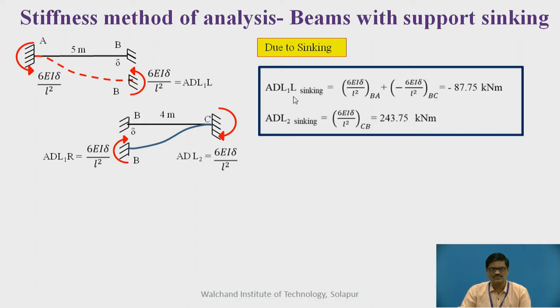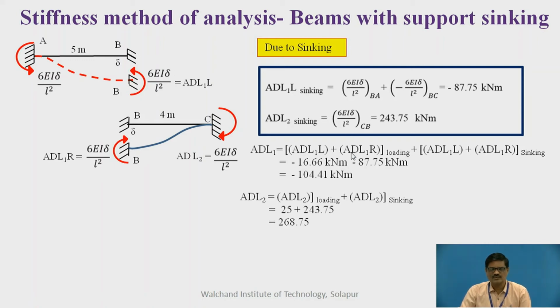So, due to sinking, ADL1 will be again corresponding to BA and corresponding to BC, and with appropriate sign it comes out to be minus 87.75, and ADL2 is again 6EI delta by L square, and this comes out to be 243.75 kilonewton meter. Of course, here in this case delta is 10 mm, that is to be converted into meter, and the EI value is given, that EI value is to be substituted.